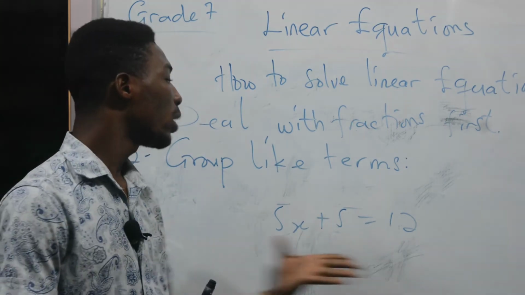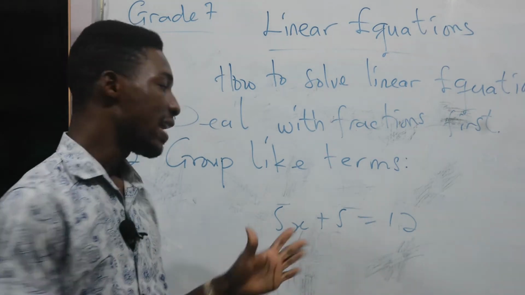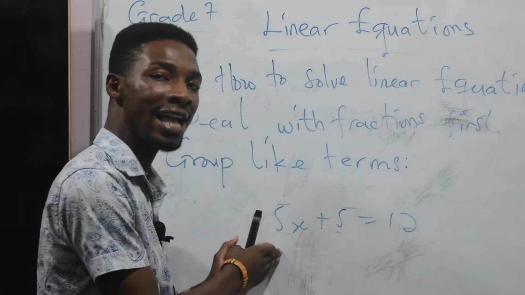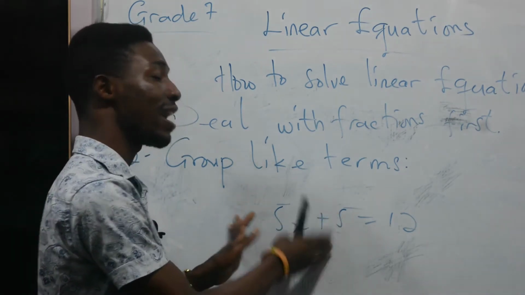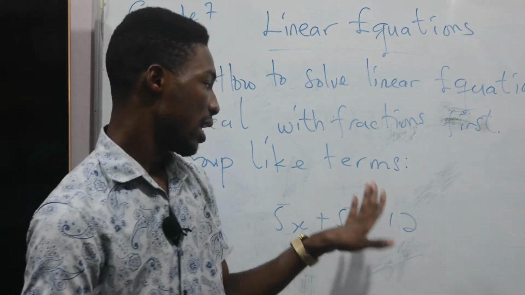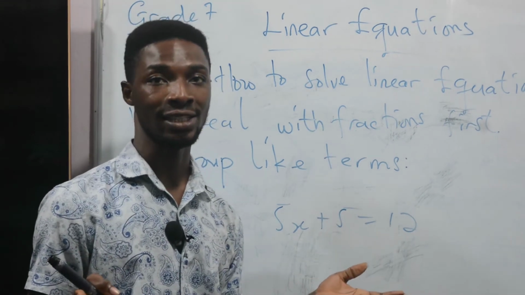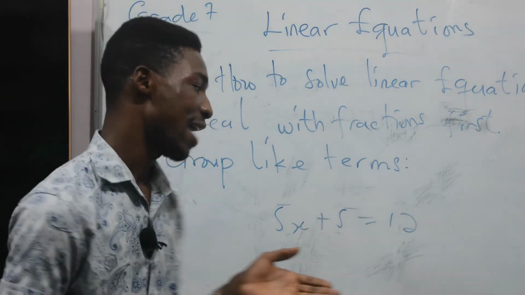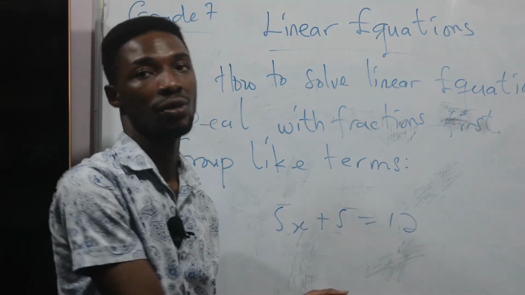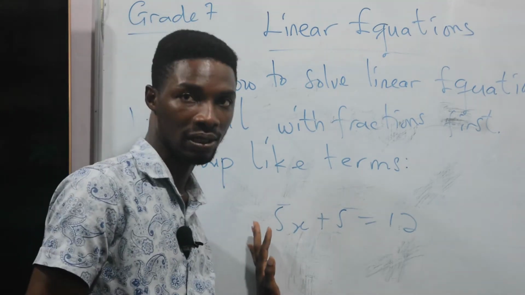Okay, so looking at this equation, I have 5x plus 5 equals 12. 5x is having the variable x attached to it, so I can't add 5x to 5. So 5x and 5 are not like terms. 12 and 5 are like terms because they have no variable attached to them. I can either add them or subtract them. Okay, so I have to send 5 to this side so that it will be left with only 5x on the left side of the equation.